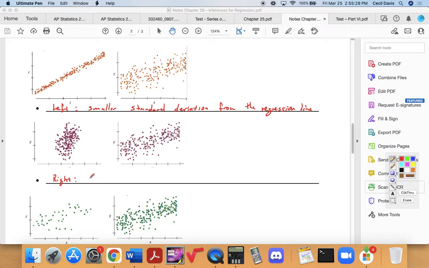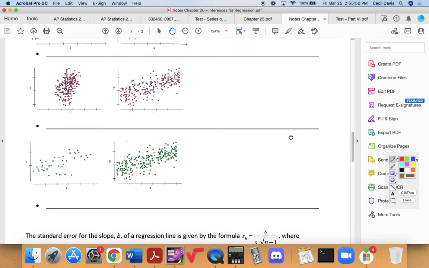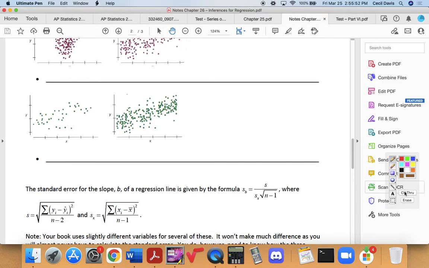Why? Because there is a greater spread in X. If all of our x values are close to each other, it's hard to get a good line out of that. We need some spread for that. And then the last one, the one on the right, because the sample size is bigger. There's a larger sample.